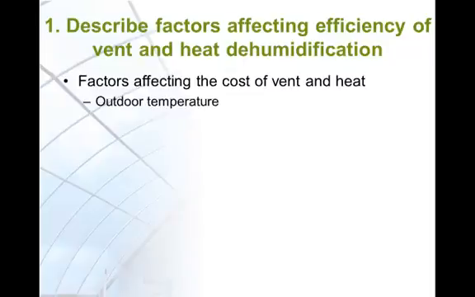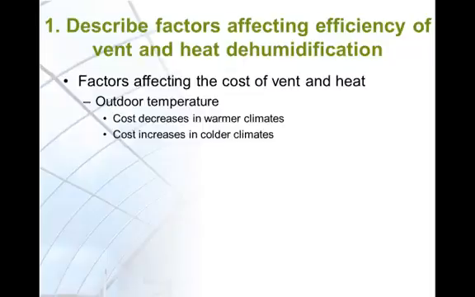The first factor is outdoor temperature. The studies on the previous slide took place between latitudes of 46 degrees and 53 degrees north. As latitude decreases and heating season air becomes warmer, the vent and heat contribution to the energy bill will decrease. As latitude increases and the heating season air becomes colder, that percentage can be expected to grow.